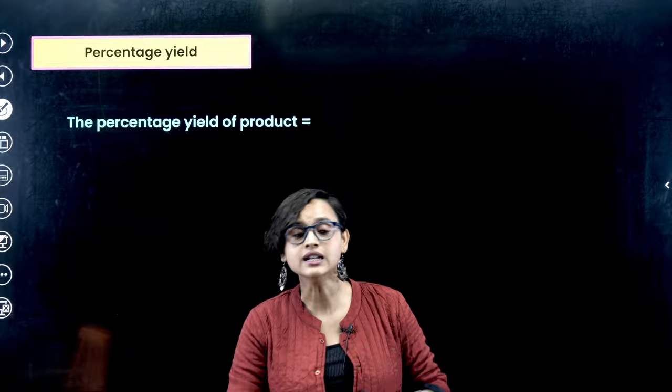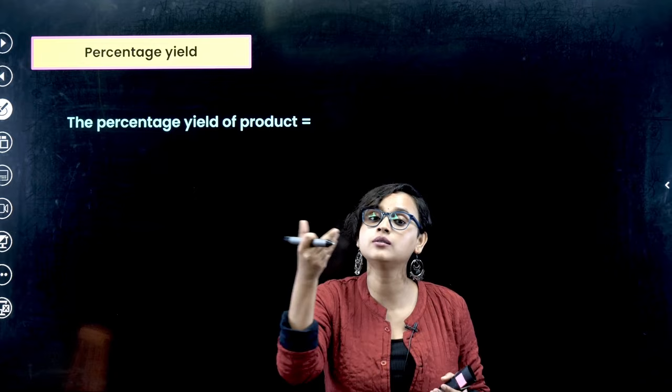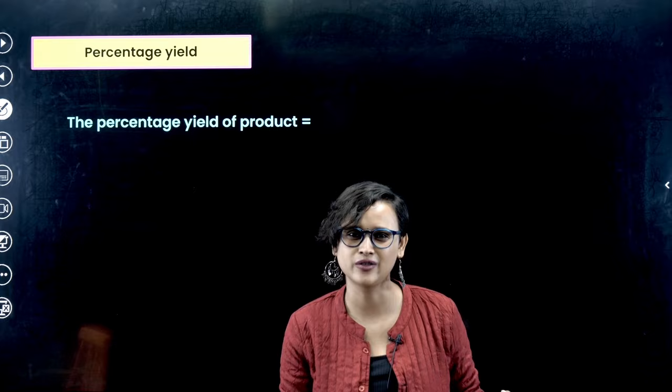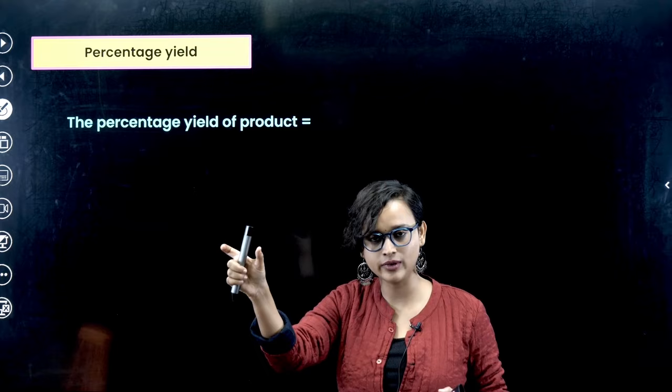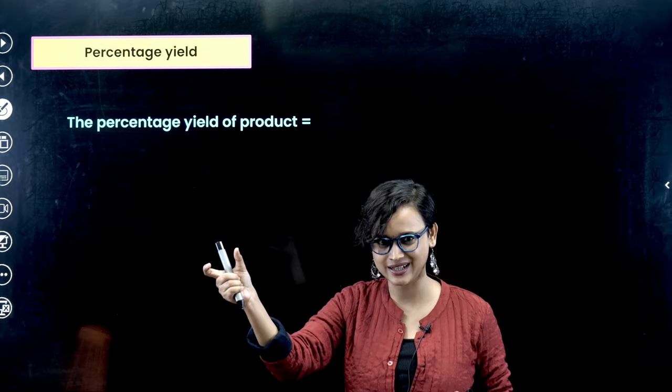Yield means produce. What is the amount that is produced? Now here you are talking in terms of percentage. So obviously, what do you have to do? Multiply it with 100, right? Percentage yield of product is any product that is formed in a reaction. How will you find out what is the yield? How much did you get, right? So how will you calculate it? Nothing. Actual yield.